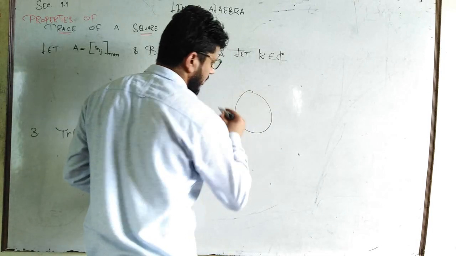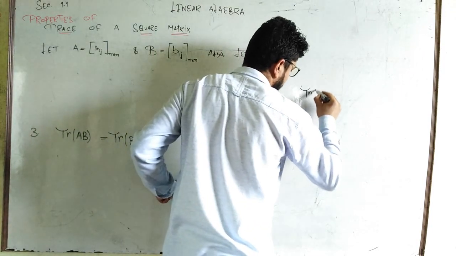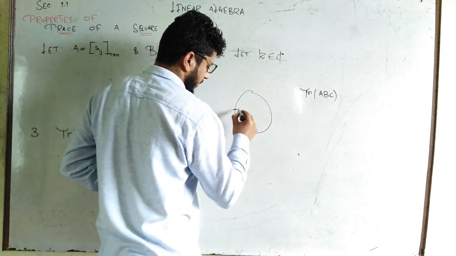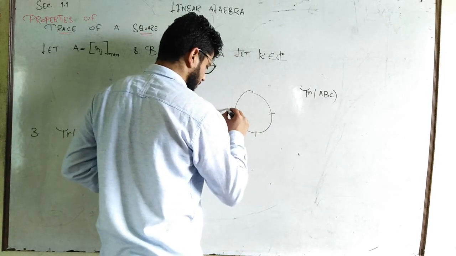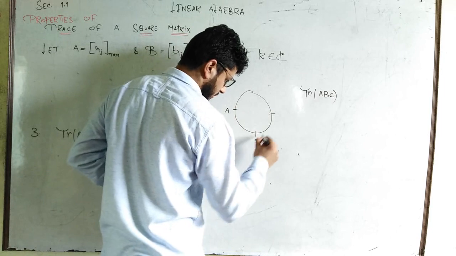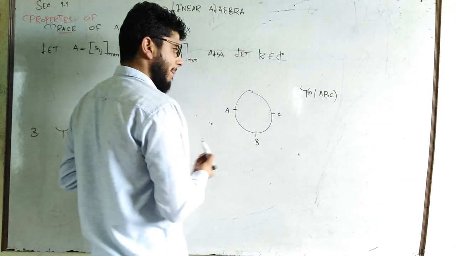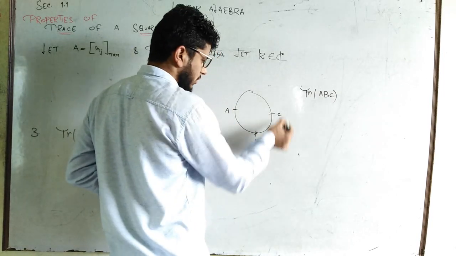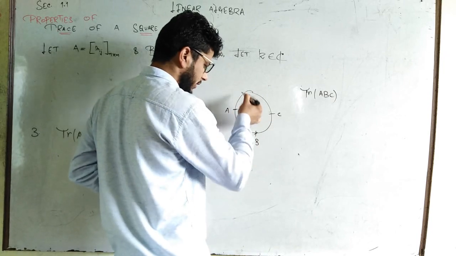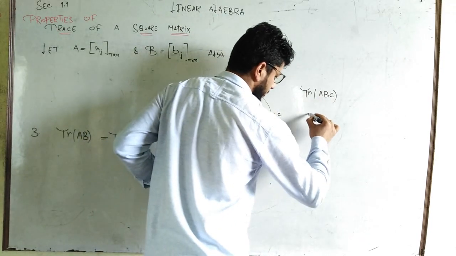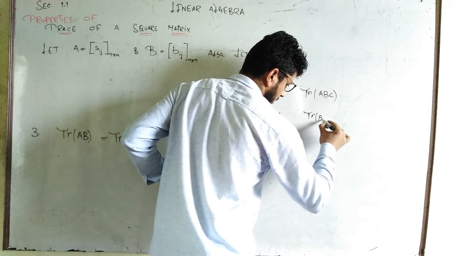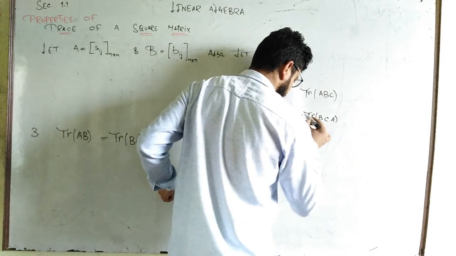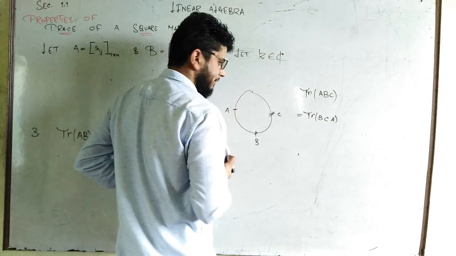If I'm asked to find the trace of ABC, the way to remember this is: say it's A, it's B, it's C. You can start from this, but you are supposed to go anticlockwise. आपको ऐसे जाना है, ठीक है? ऐसे नहीं जाना. This trace is also equal to, I can start from B, then C, कोई skip नहीं कर पाओगे आप, ठीक है? Skip भी नहीं करना. So this is also equal to this. You can start from this, okay?